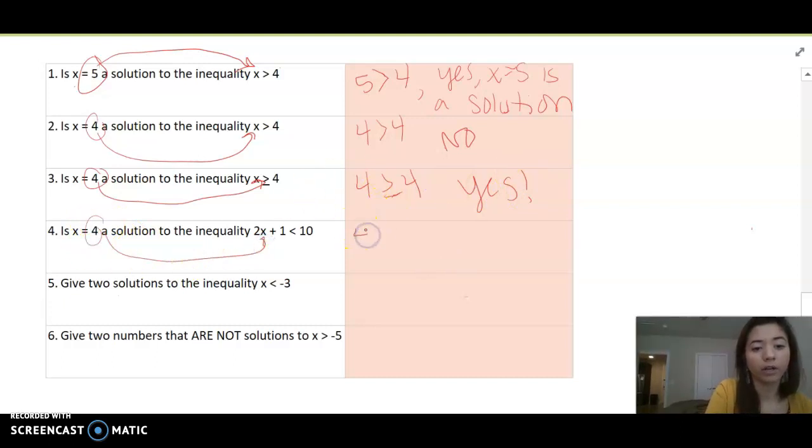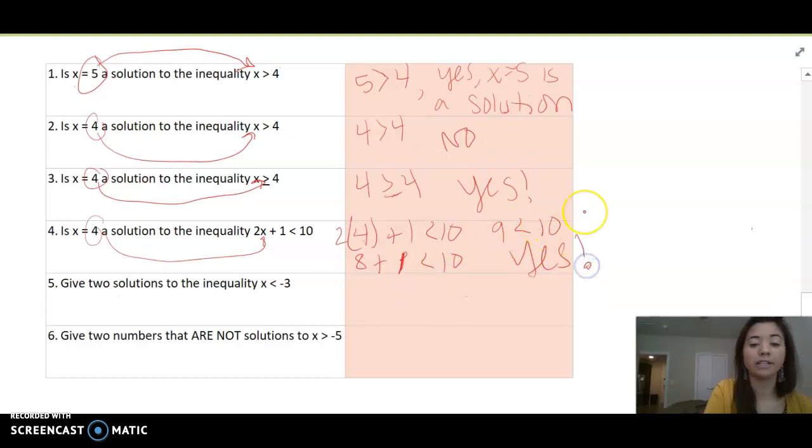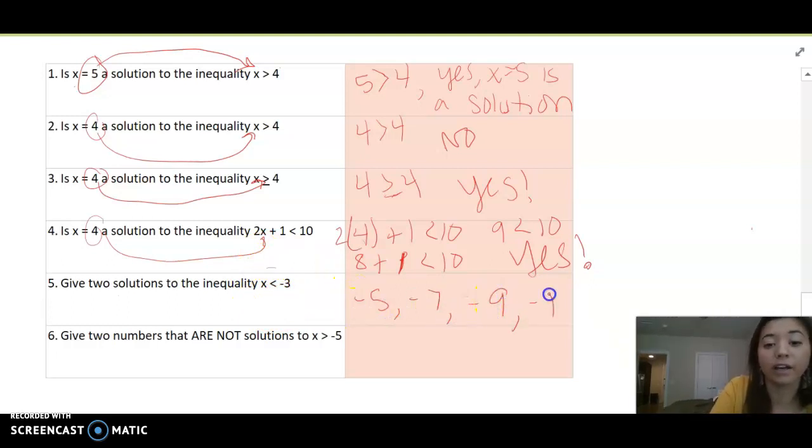Plug 4 in where x is, and we get 8 plus 1. So we get 9 is less than 10. So yes, because 9 is less than 10. Two solutions to the inequality, x is less than -3. Any numbers that are less than -3 would be a solution here. So it could be -5, -7, -9, -100, anything smaller than -3.